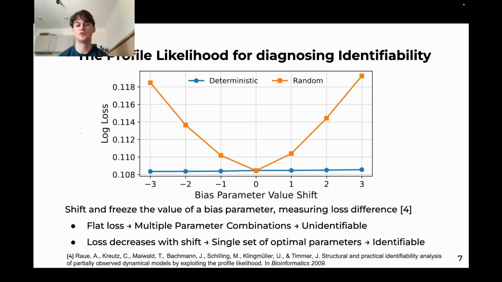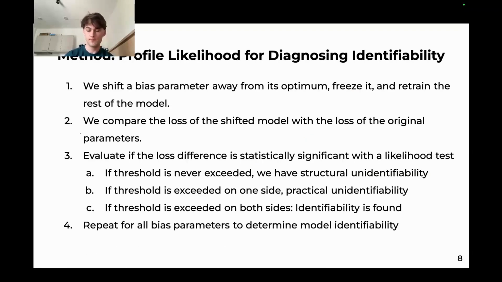So we are not able to recover the same loss. And this indicates to us that we only have a single set of optimal parameters, and hence we are identifiable. And so we apply this as a method for diagnosing identifiability.